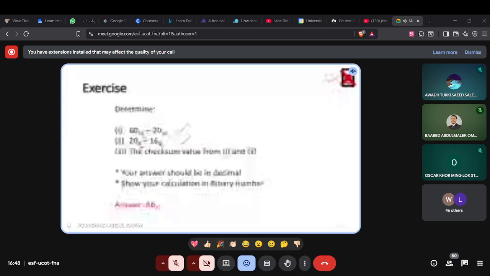So the question is like this. Then the question can also be maybe 60 hexa minus 20 octal, and what is the answer. It can be like that also.